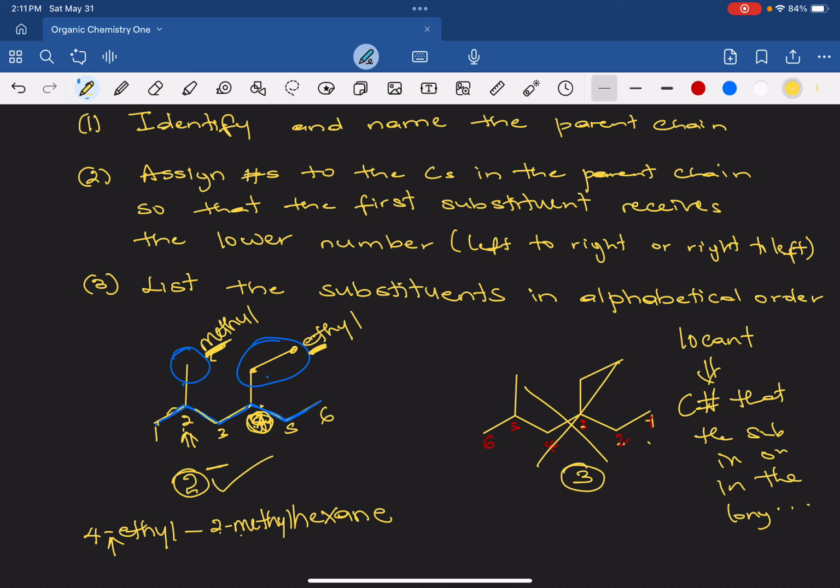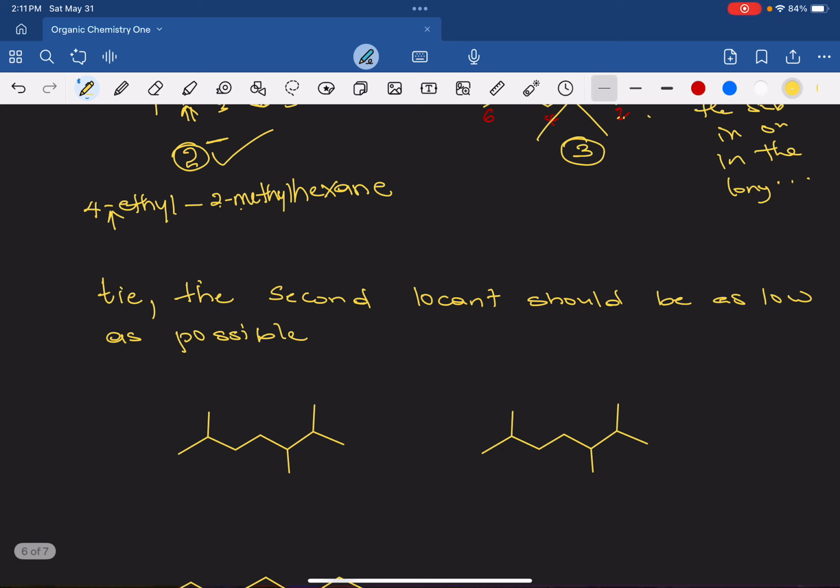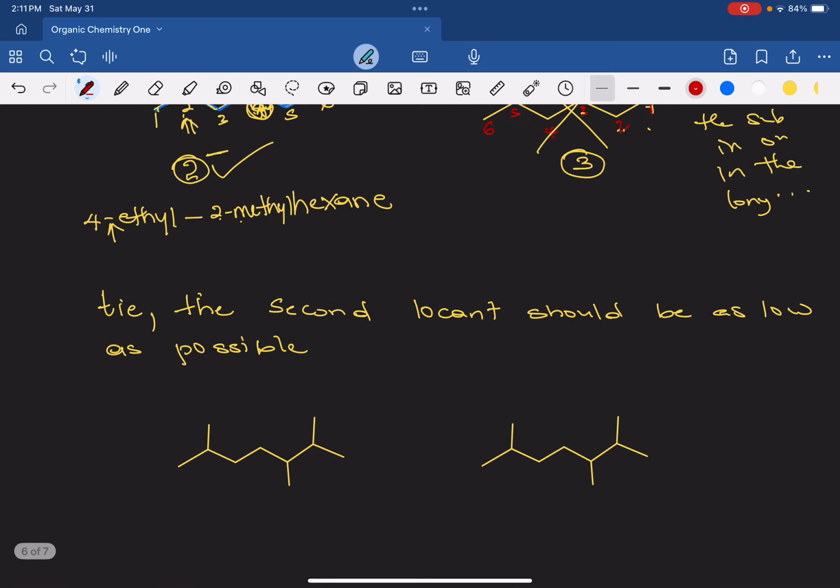All right. Now, that was simple, no tricks in this one. But what if you run into a situation where, when you number left to right, right to left, the substituent you encounter first is on the same carbon? So let's look at that. Let's say I go 1, 2, 3, 4, 5, 6, 7, right? Over here, 1, 2, 3, 4, 5, 6, 7.